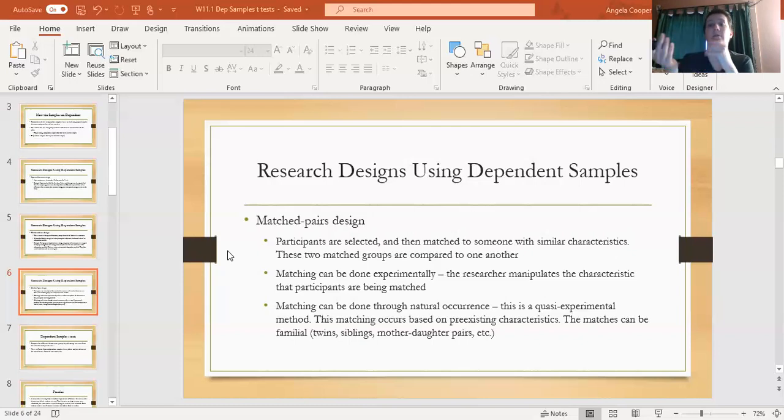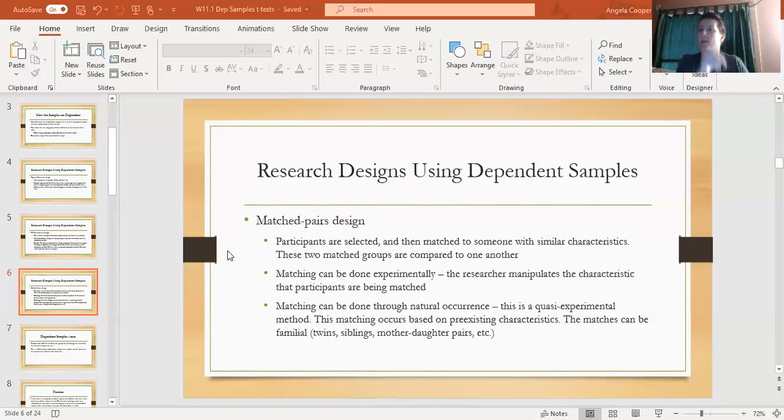Maybe you want to see, like I was mentioning earlier, a mother and daughter pair, or a father-son pair, or a mother-son pair, whatever. But this matching can occur experimentally, which is where you're just picking people based on characteristics like the same age, the same weight, the same ethnicity, the characteristics that the researcher is determining. Or it can be done, like I was talking about, through natural occurrence. That's like more familial, family traits. So these are pre-existing characteristics that the researcher isn't manipulating.